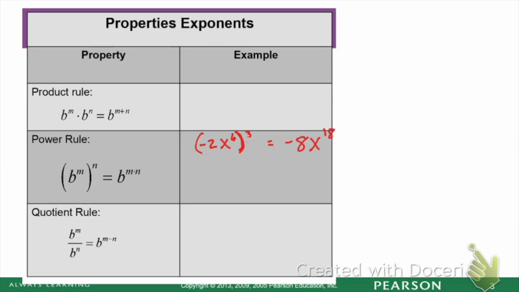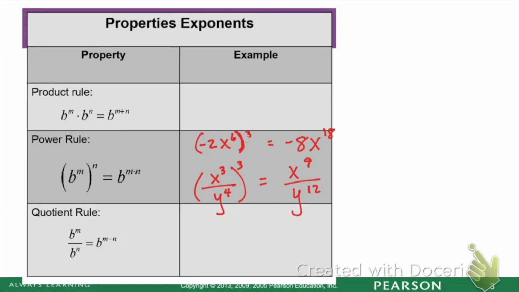Okay, let's do one more of the power rule. So even if you see a fraction like this, you're still taking this entire quantity, this fraction, and cubing everything. So I'm going to cube the x cubed, and I'm going to cube the y to the 4th. So I'm still going to multiply my exponents, so it's going to be x to the 9th over y to the 12th. There's your final answer.